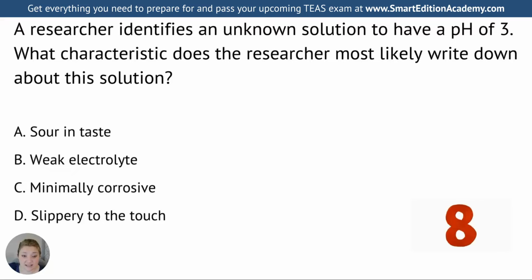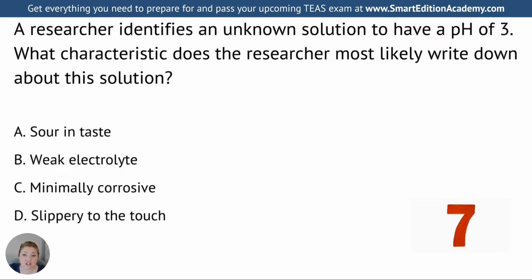A researcher identifies an unknown solution to have a pH of 3. What characteristic does the researcher most likely write down about the solution? Does it taste sour? Is it a weak electrolyte, minimally corrosive, or slippery to the touch? So through process of elimination, let's go ahead and take out weak electrolyte and minimally corrosive.